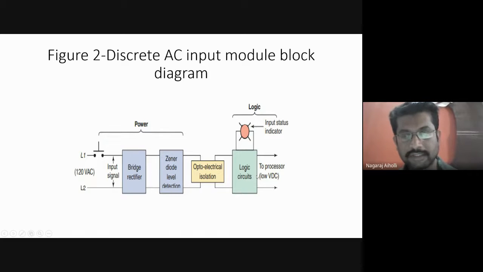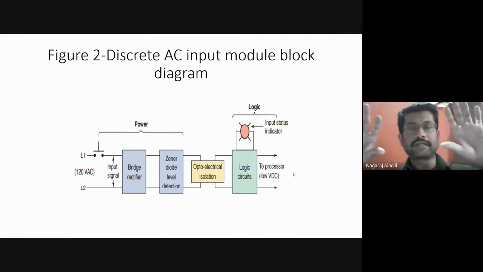And this is a logic circuit which processes the status of the LED. If the input switch is closed, then this LED is on. If the input switch is open, the LED is in off state. Then it is given to the processor. That is the next block: input, processor, output. These are the three main sections in the PLC: input section, processor section, and the output section.